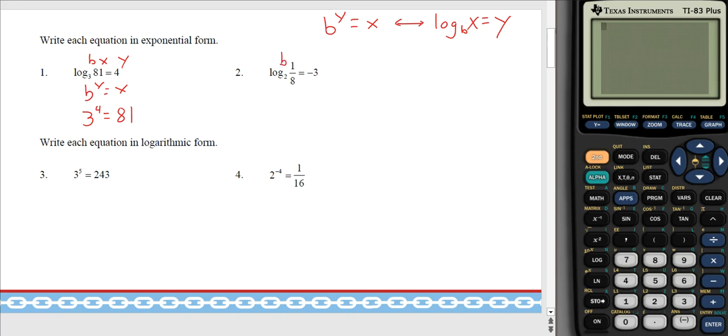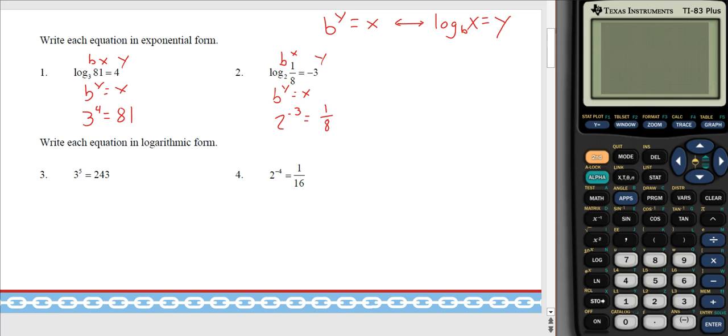So here I have b, x, y, right? Log base b of x equals y. I'm changing that to b to the y power equals x. So 2 to the negative 3 equals 1/8.